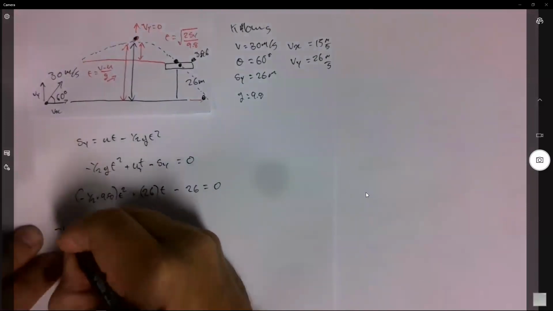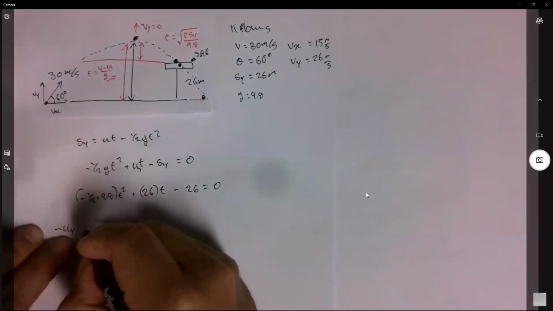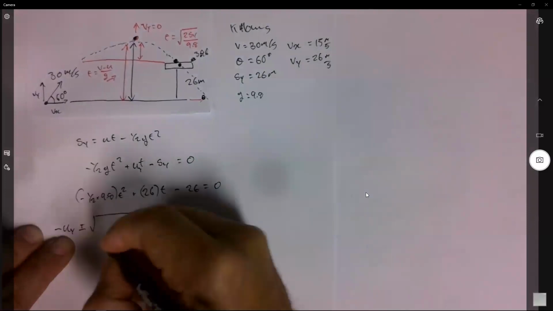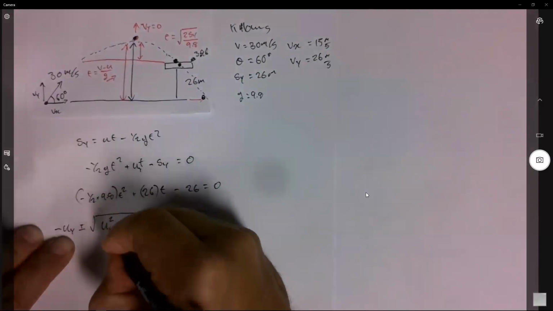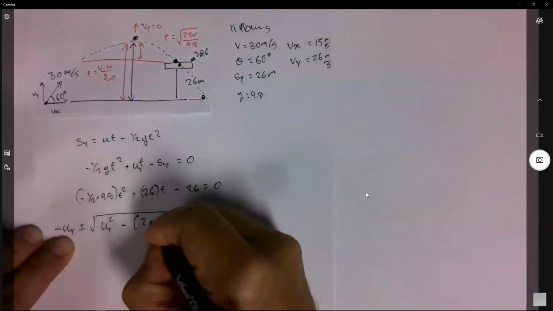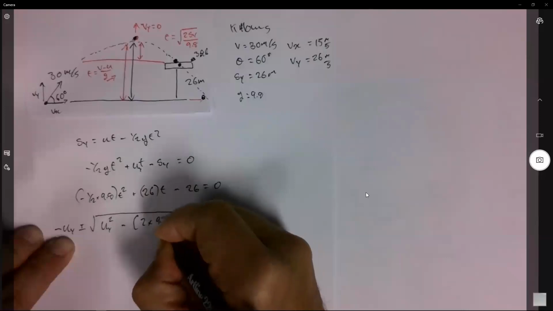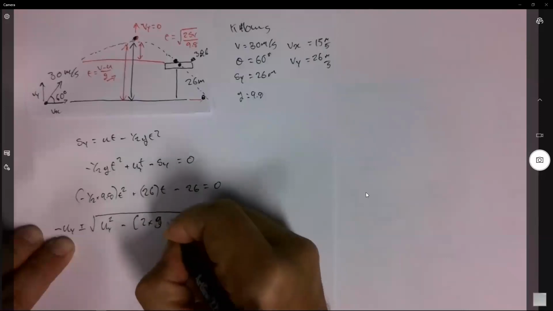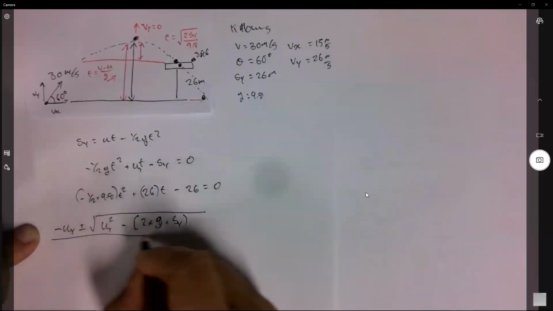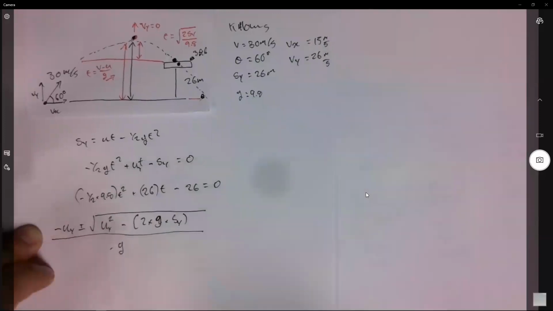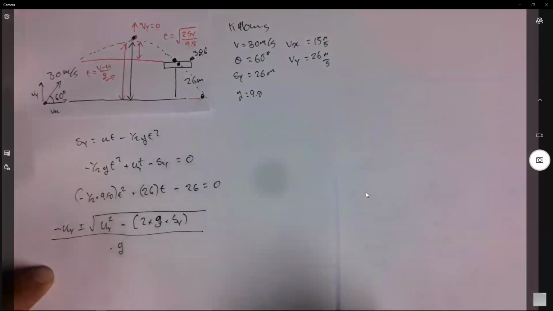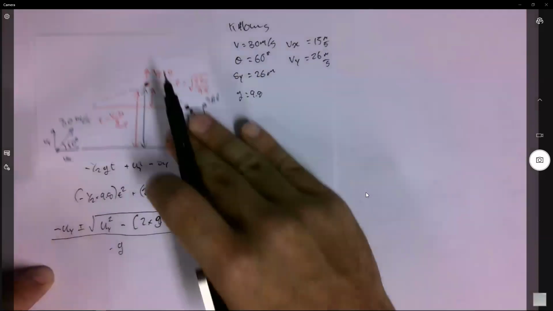It's going to look like negative vertical component of the velocity, plus or minus the square root of the square of that vertical component minus 4 times half gravity times vertical displacement, over gravity. That's a negative gravity. Okay, so all we have to do is sub in our values in here and break that down until we get to a solution.